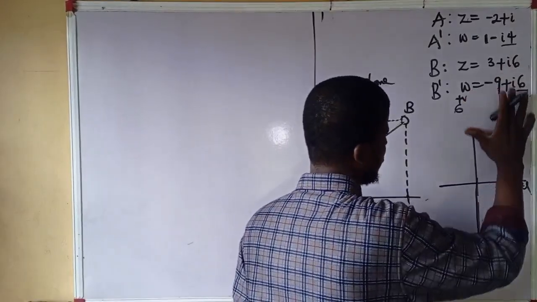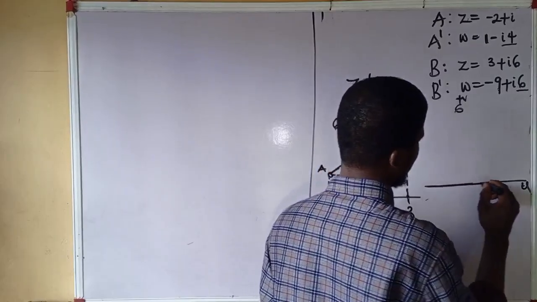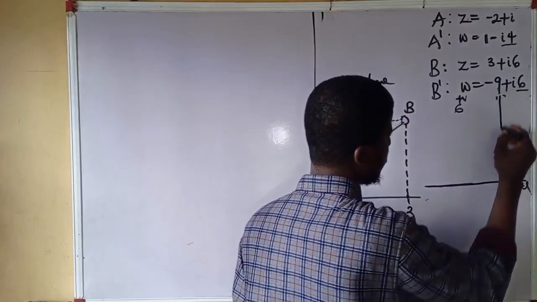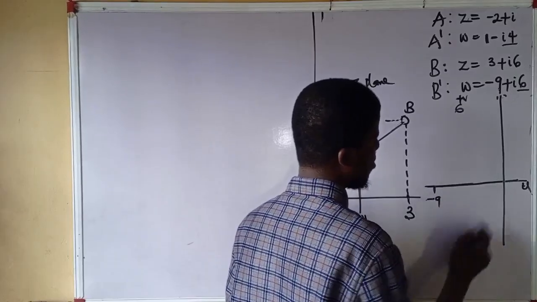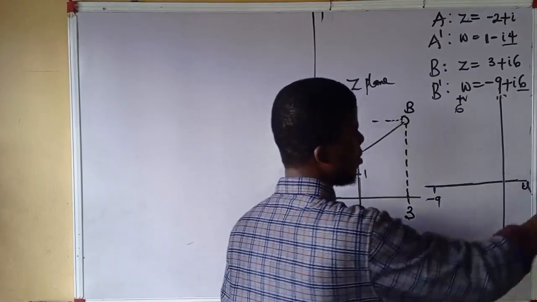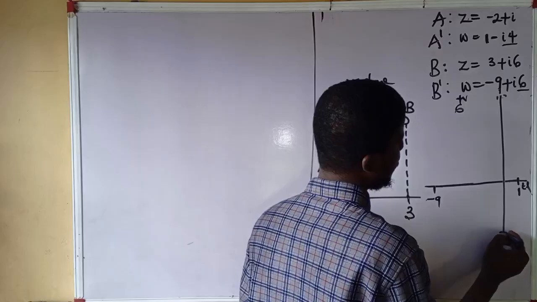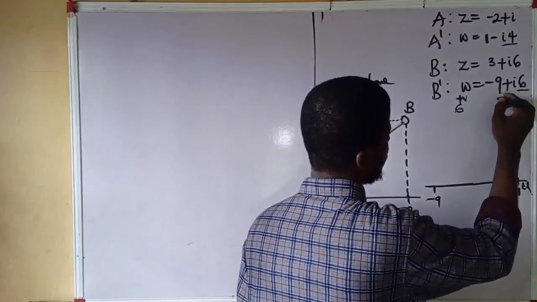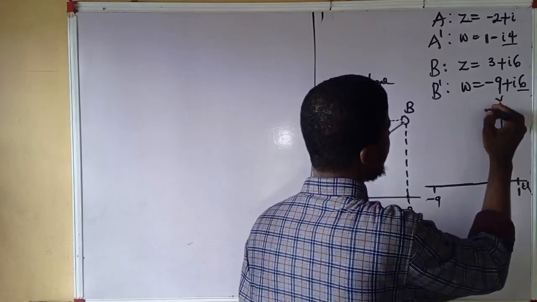Alright, let me adjust this, pardon. So I should do something like this, since negative 9 is longer from the origin than this other side. So we have positive 1, then here is still minus 4, and here is plus 6. I hope you get what I'm doing.